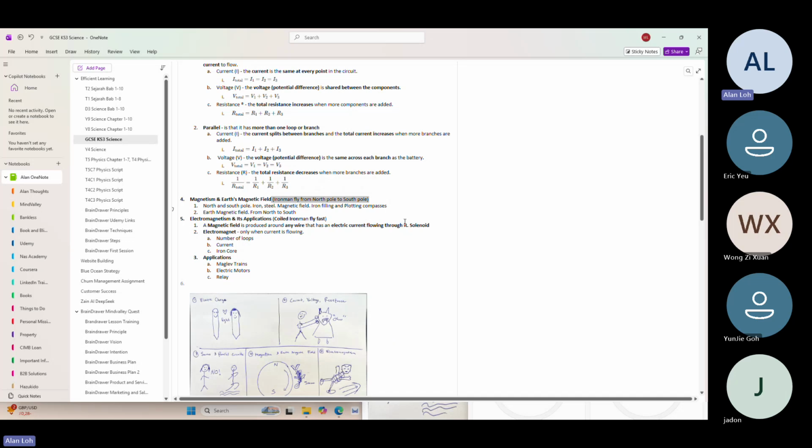And with that story, I hope it's going to be easy for you to relate it with the content in the textbook. The content in the textbook is talking about the Earth and also how Earth is having its own magnetic field, how magnet works, right?